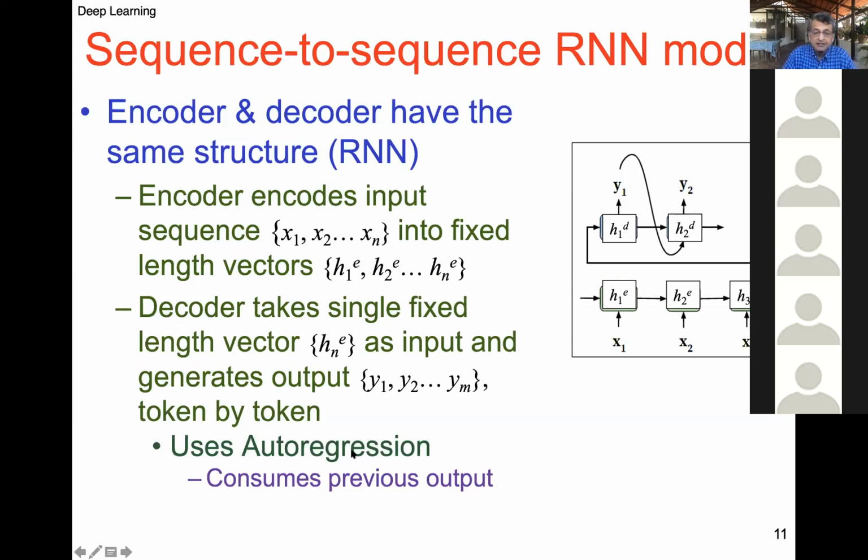And what does that mean? It consumes the previous output. So generating Y2 consumes Y1, the previous output, as well as this encoding of all the input information that's being fed here. So that is what's going on in the encoder-decoder model. This is the basic encoder-decoder model. It has not used the concept of attention as yet.